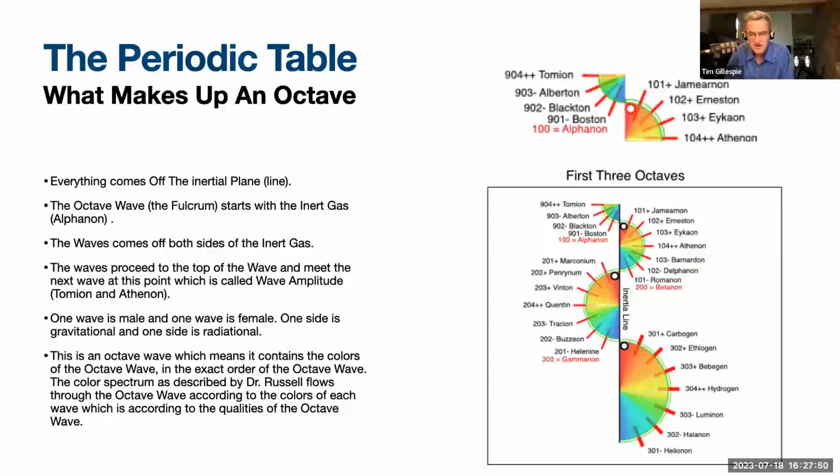You can see that the periodic table is broken into an octave here with two waves centered by a fulcrum. But you can also see that we're going to discuss an octave, particularly when we hit the 5th through 9th octaves, as two waves coming together with wave amplitude in the middle. And that gives us a chance to look at the octave that is created by the two waves coming together.